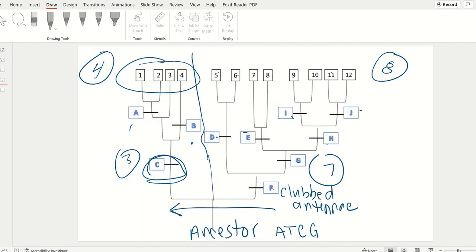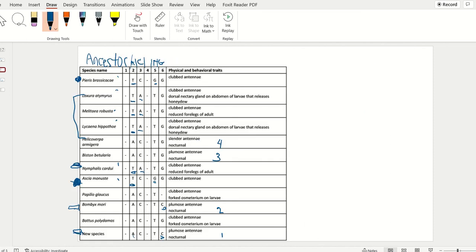So if we go back to this, I have a group of four here. So we know that these will have plumose antennae somewhere. Pen doesn't want to work, that's fine. I don't think my PowerPoint's responding. So the plumose antennae will be on this side, but we also have a couple groups of four over here as well. So I'm thinking that the nocturnal species will be one of those groups of four.